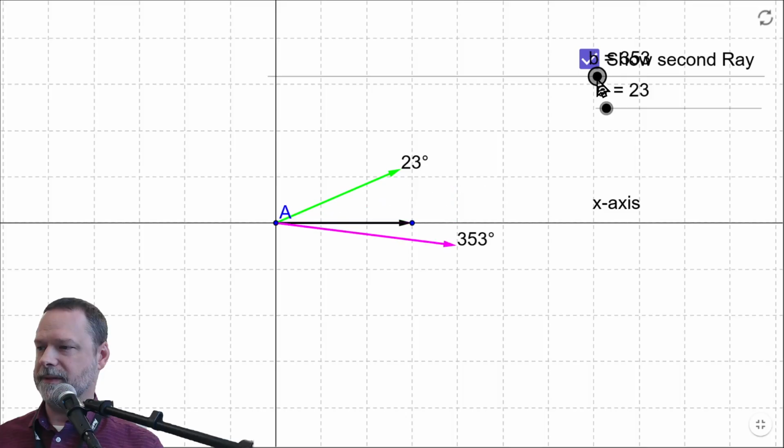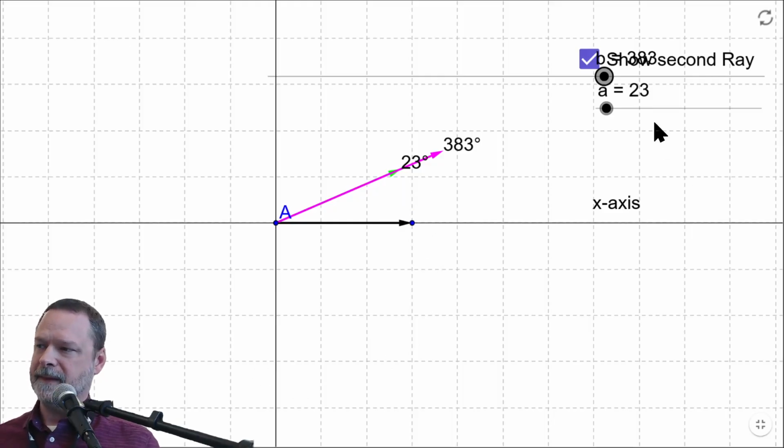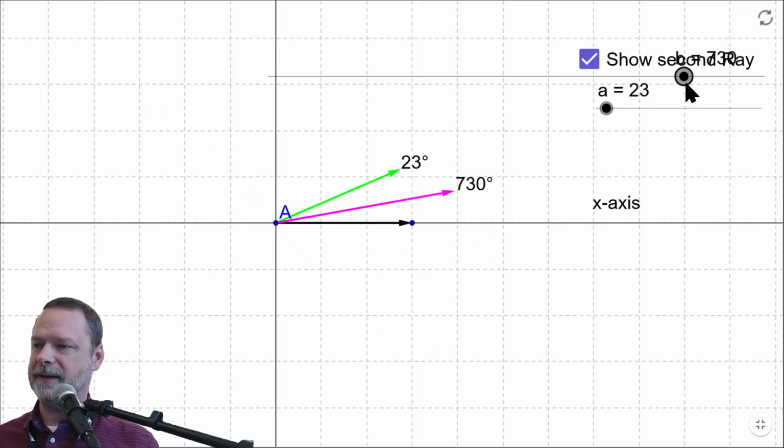And, of course, 360 plus 23. And I can almost get that. There we go. That will get me the same place as I swing this around. And so that's something I want you to realize also. And I could keep doing it. I could add another 360 and end up in the same exact place. Almost. There we go. All right.